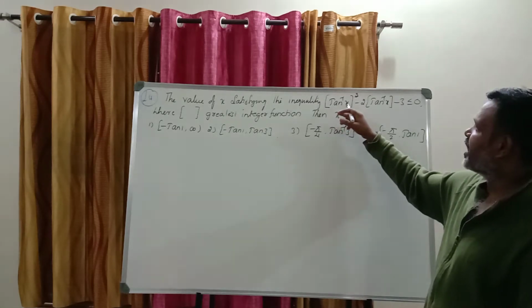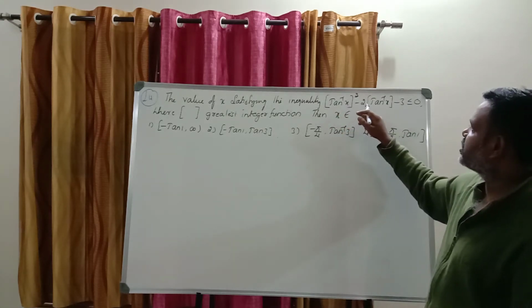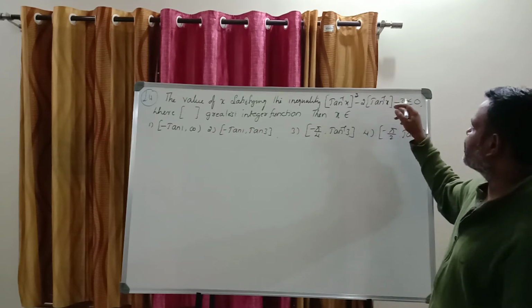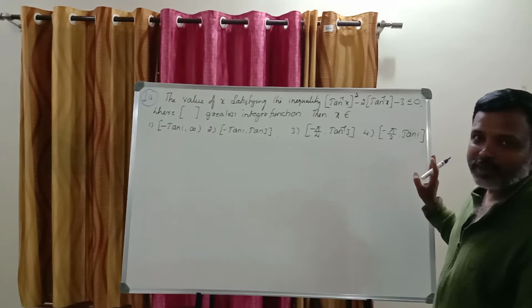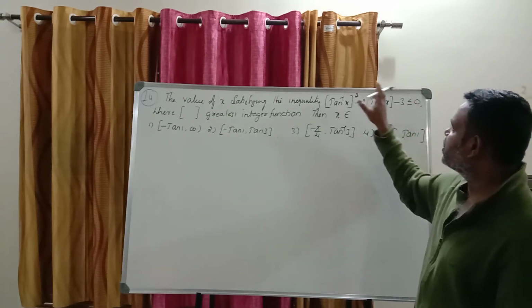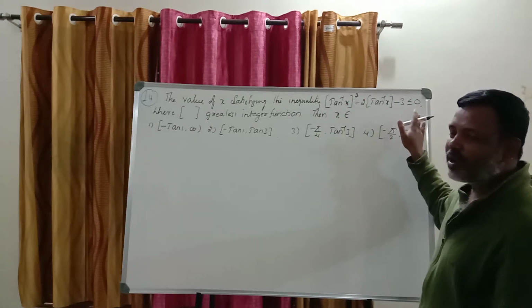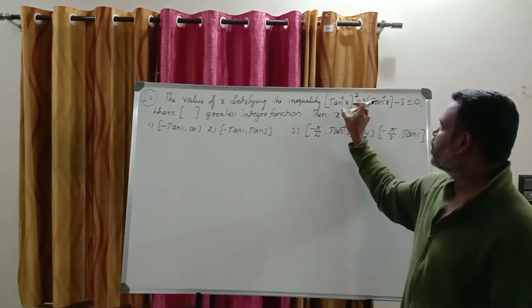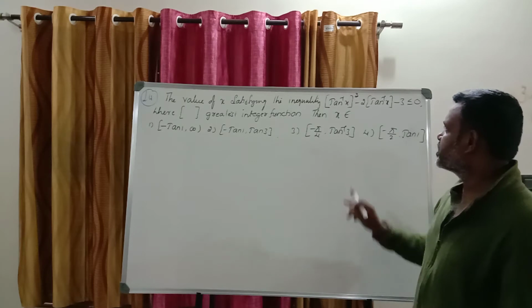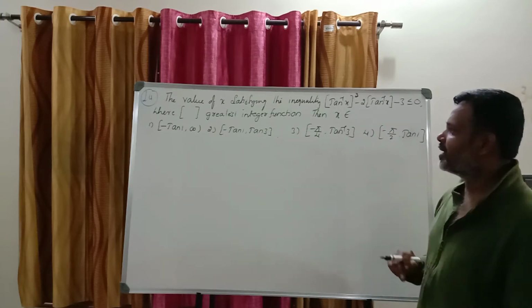Greatest integer of tan inverse of x whole square minus 2 times greatest integer of x minus 3 should be less than or equal to 0 ಅಂತ ಕೇಳಿದ್ದಾರೆ. ಹೌದಲ್ವಾ? Should be less than or equal to 0 ಅಂದ್ರೆ this quantity should be 0 or negative ಬರಬೇಕು ಅಂತ. It should not be positive. Where that symbol indicates the greatest integer function, then x belongs to which interval ಅಂತ ಕೇಳಿದ್ದಾರೆ.